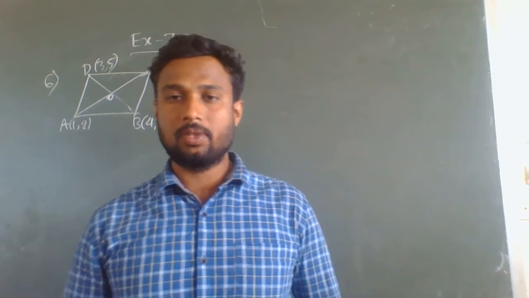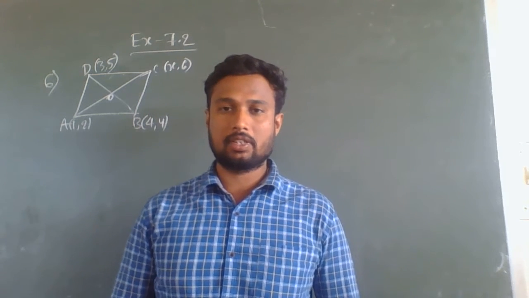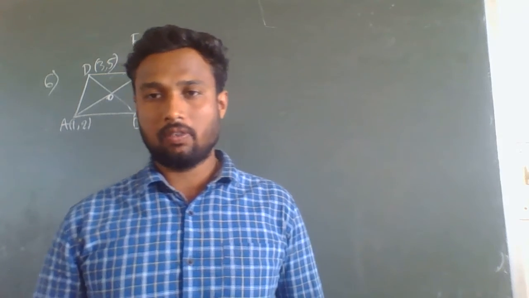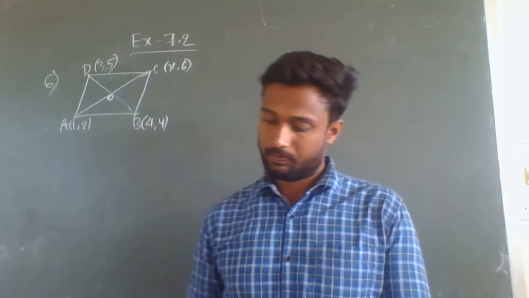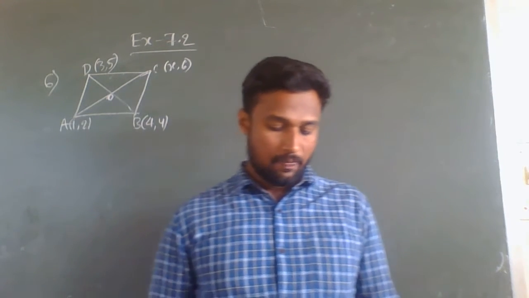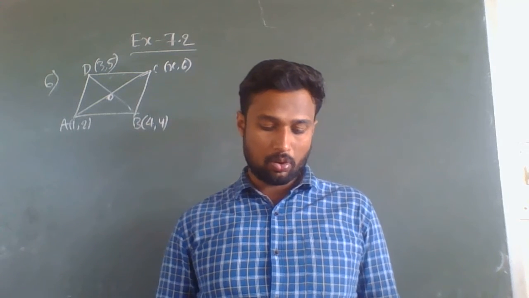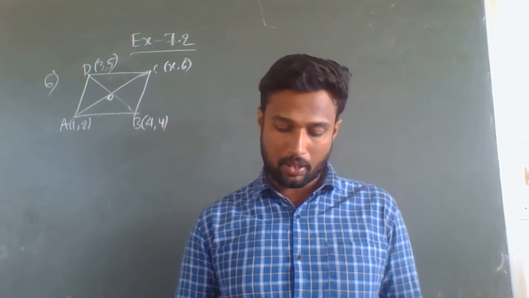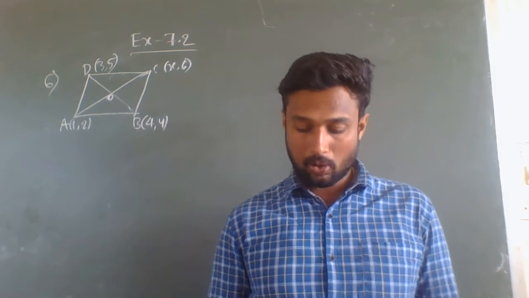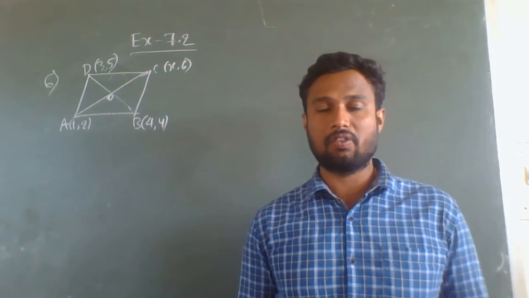In previous class we discussed fifth problem of exercise 7.2. So now I will continue with sixth problem. So here what they have given: if (1, 2), (4, y), (x, 6) and (3, 5) are the vertices of parallelogram taken in order, find x and y values.